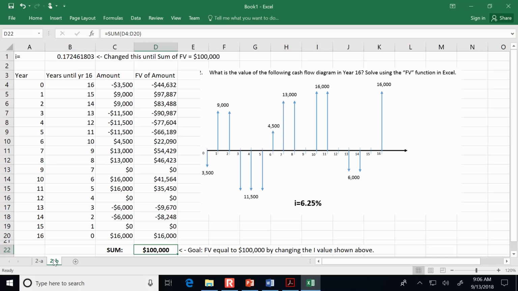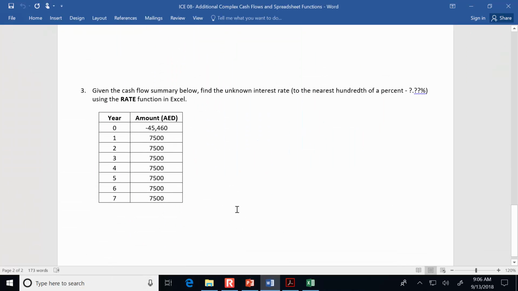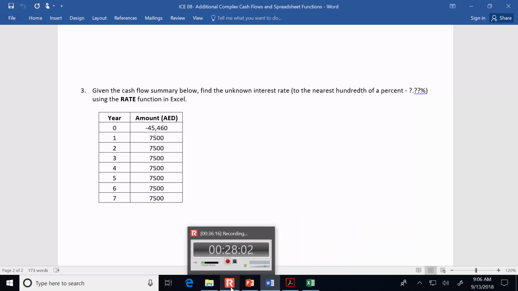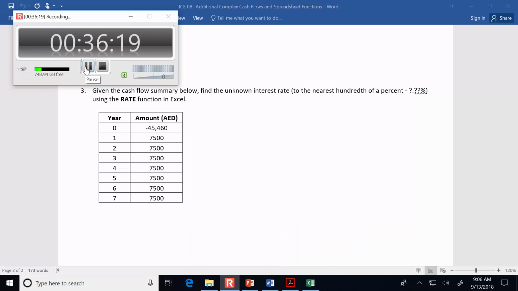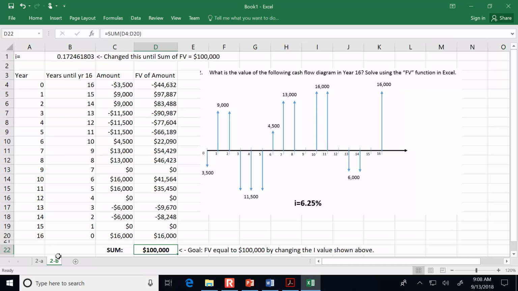Okay, so you all have question 3 as well. This is kind of just to remind you of the RATE function in Excel. Let's say we had this cash flow diagram. So create a new tab where you calculate what is the interest rate associated with this cash flow to the nearest 100th of a percent. All right, so let's copy this cash flow diagram over to Excel.